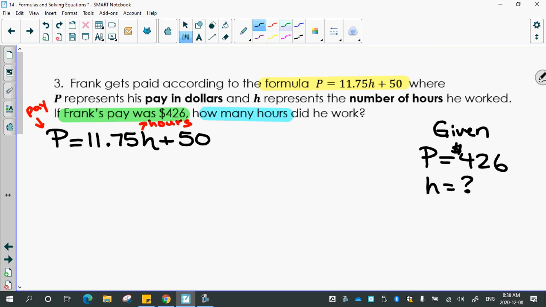Pay is what we're given. So that means we should be able to arrow down and replace P with, leave any units out, even dollar signs, so 426. And now it's just an equation. Instead of an X, it has an H. So the side with the letter, in this case an H, is going to tell you what to do. So once you've got all that information in, then you're just going to solve your equation for H using reverse BEDMAS.